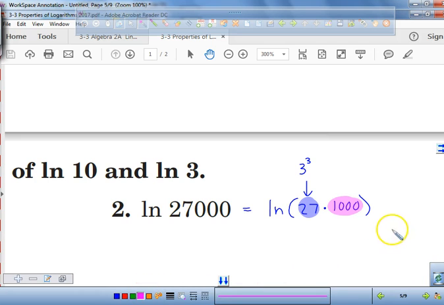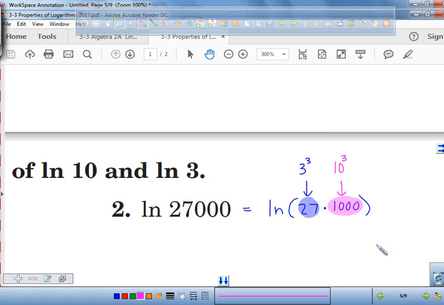Now, Raymond, Mr. Smart Guy over there, what could I change 1,000 to? That would be 10,000, but just 1,000 becomes 10 to the power of 3. So you were just one group of 10 off. All right, now, this is easy.